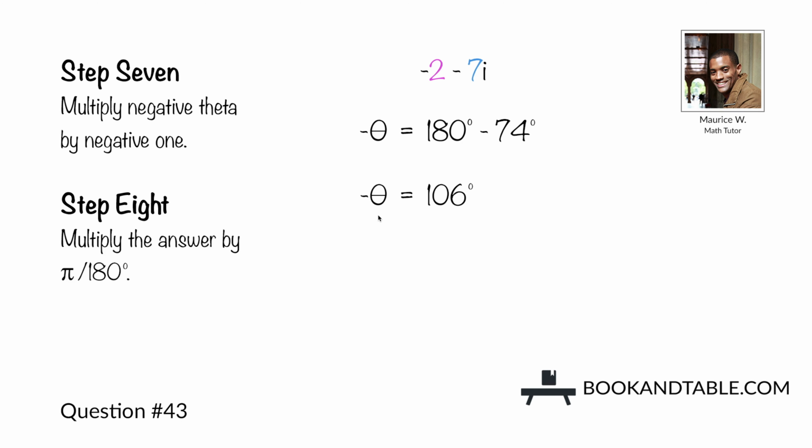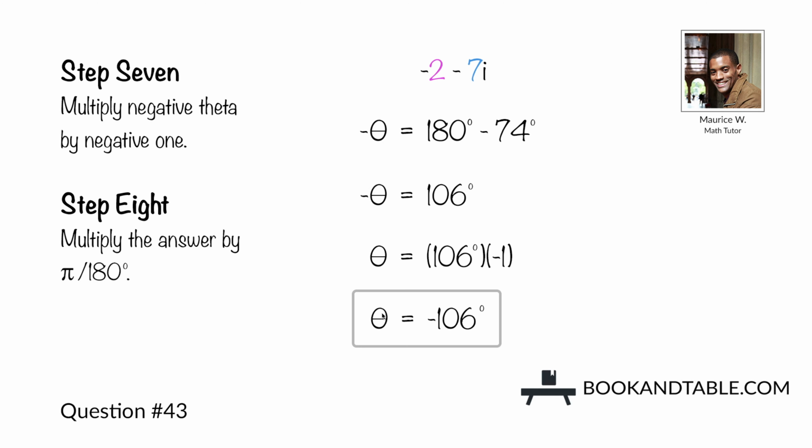We now want to multiply negative theta times negative 1. So we multiply both sides by negative 1 so that we get just theta. And that is equal to 106 degrees times negative 1, which shows us that the argument, or theta, is equal to negative 106 degrees.